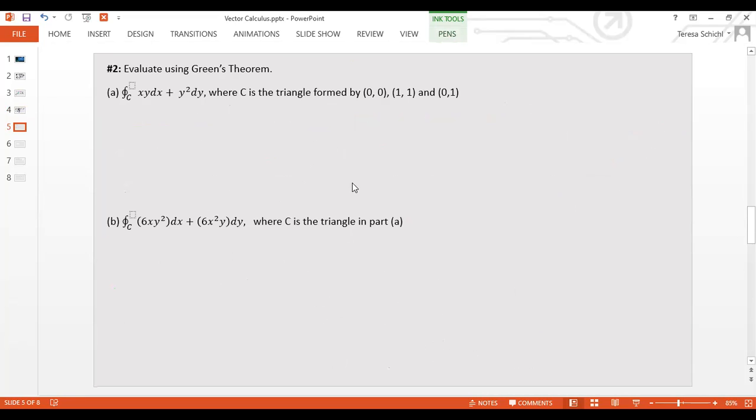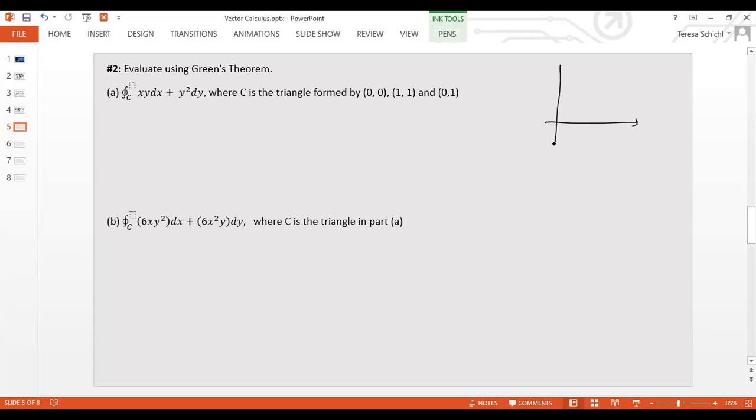After we do the next example, we're going to stop here because we're going to introduce another new concept. This is just like we practice Green's theorem. Let's evaluate using Green's theorem. Try to do this integration, where C is the triangle here.